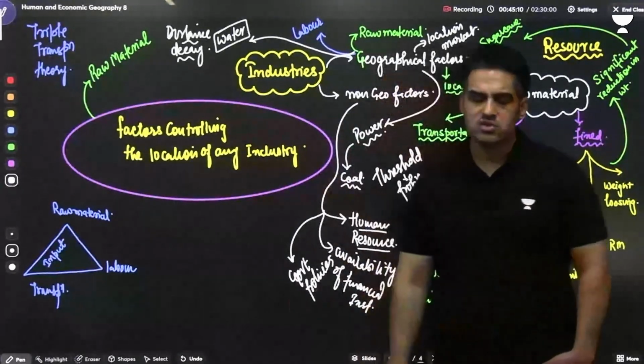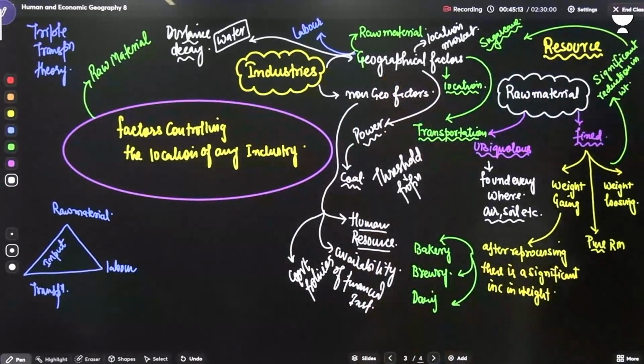Hope it is clear. So these are the general factors which are responsible for the location of any industry. Now, I will repeat it again. One is your raw material. Clear this part. The written part I will share with you on handouts. Raw material is clear. After that you have power. Third, labor. Transportation is clear. Market is clear. Water is clear. Climate is clear.